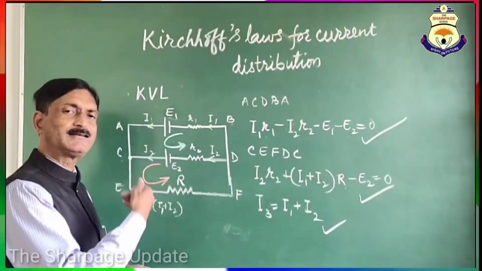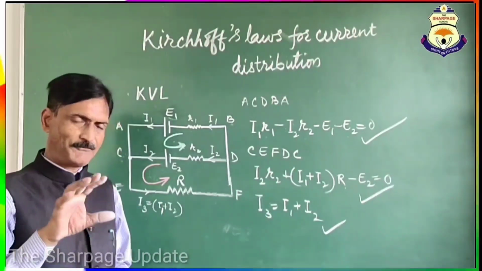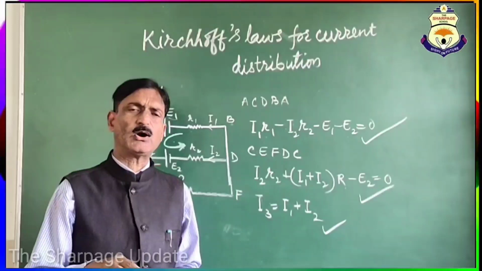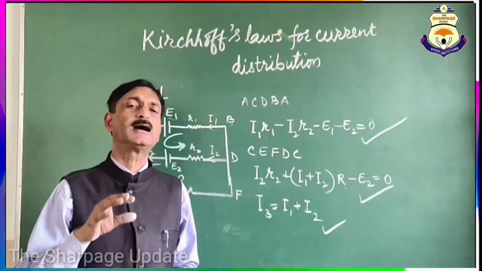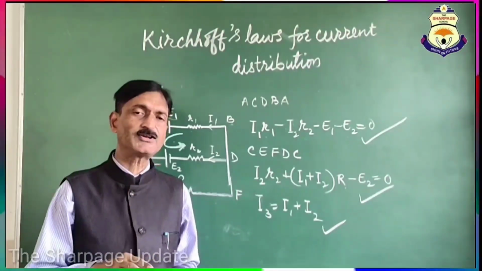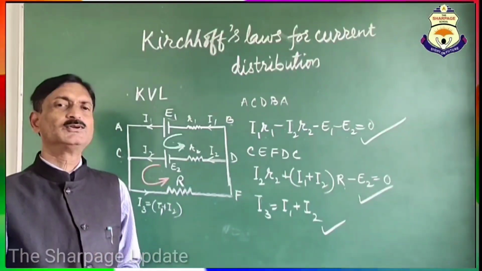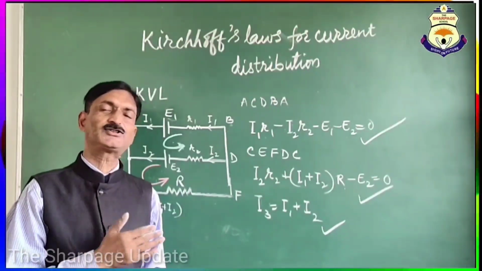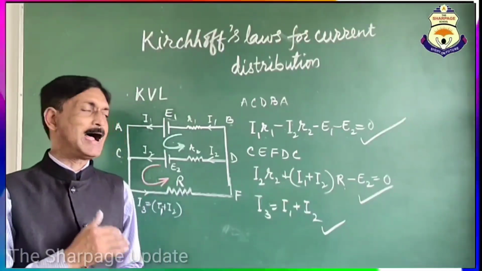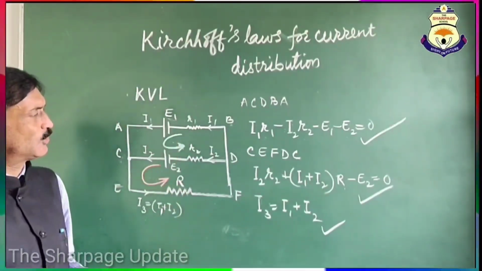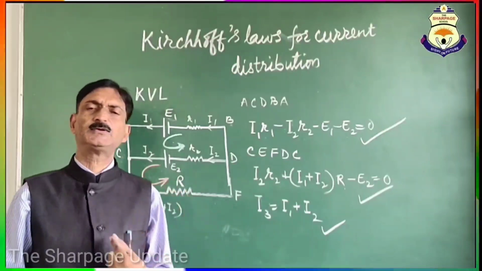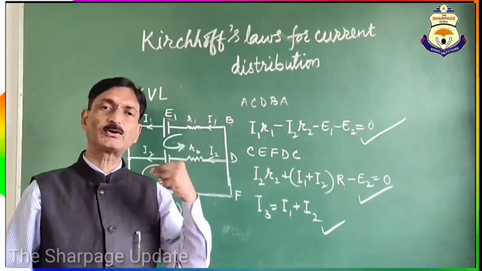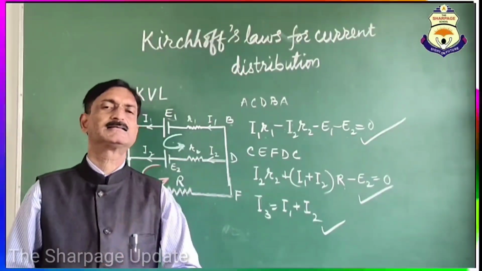So this is Kirchhoff's voltage law. Now friends, Kirchhoff's voltage law is based on the law of conservation of energy. So these two laws are Kirchhoff's current distribution laws, and with the help of these two laws we can find the current distribution in each branch of any closed electrical circuit.